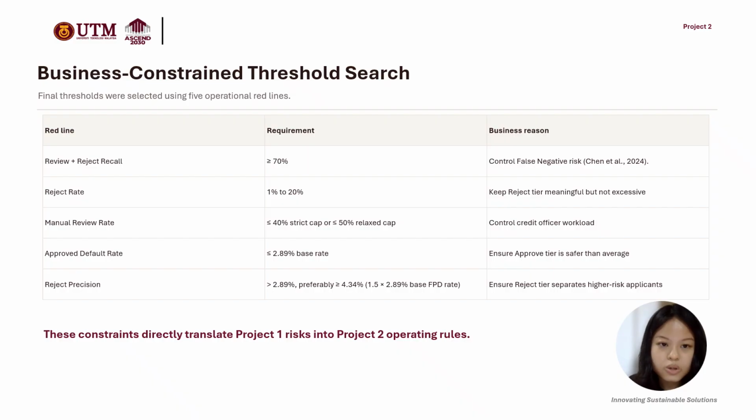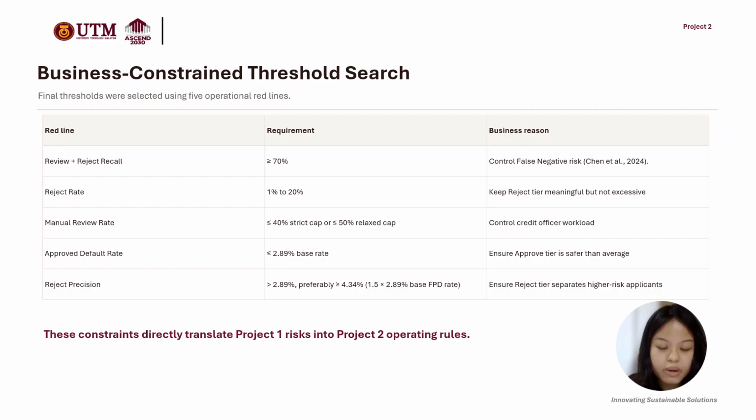Next, business constraint threshold search. Because tuning creates too much manual review, we use business constraint threshold search with 5 red lines. Review plus reject recall must be at least 70%. Reject rate must be between 1 and 20%. Manual review rate must be under the 40% strict cap or 50% relaxed cap.